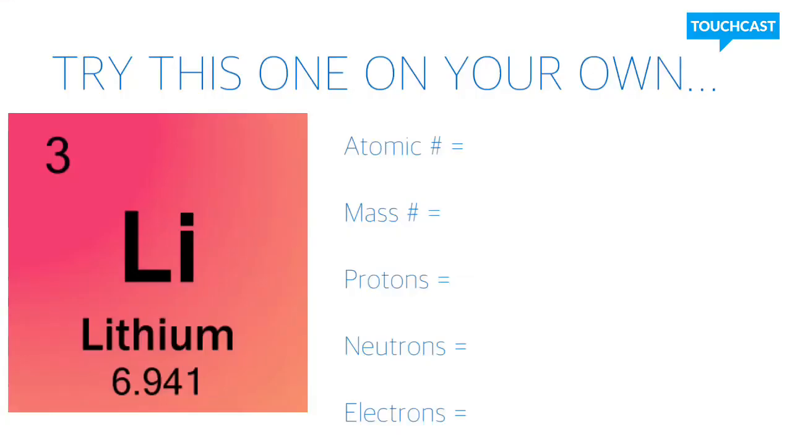Alright, time to try some atomic math on your own. Go ahead and pause the video. See if you can figure out the atomic number, mass number, protons, neutrons, and electrons for lithium.